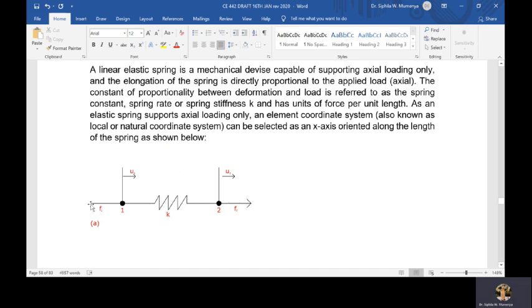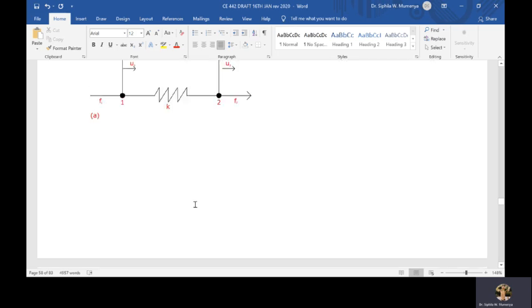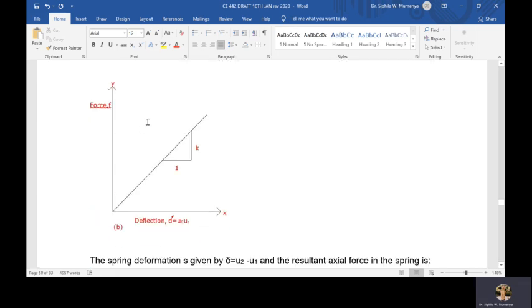So when you apply a load, for example, I have a spring between points 1 and 2, or nodes 1 and 2, and it has a stiffness K. The forces applied are a force F1 at node 1 and a force F2 at node 2, and the associated displacements are U1 and U2. And if I do the force-displacement plot, then it's linear as shown.